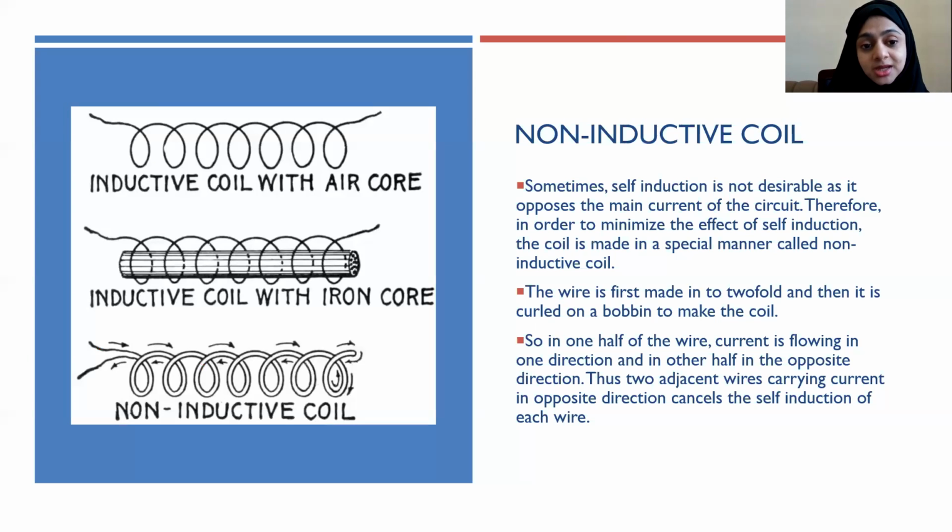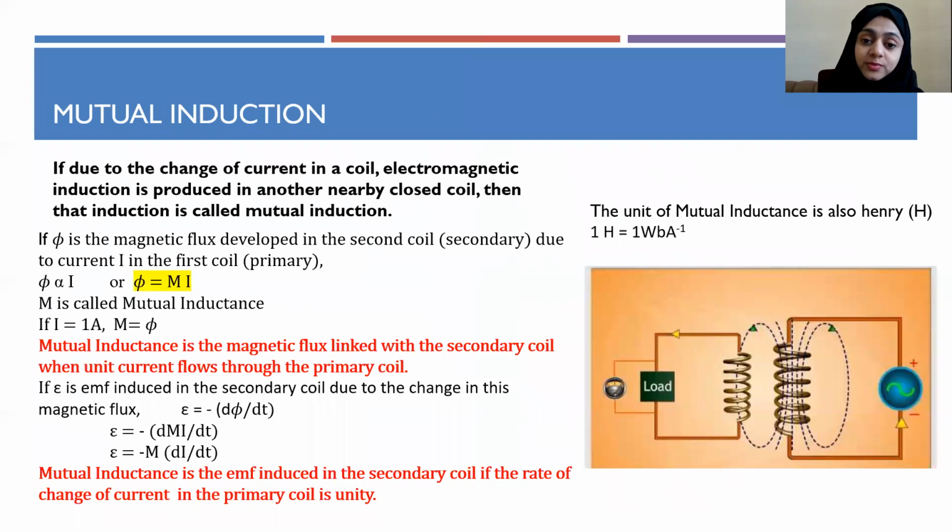Now let us see the next concept called mutual induction. So mutual induction means there should be two coils of wire. In self-induction, there is only one coil of wire; the change in current in that coil of wire itself will produce an EMF opposing the same current that produced it.